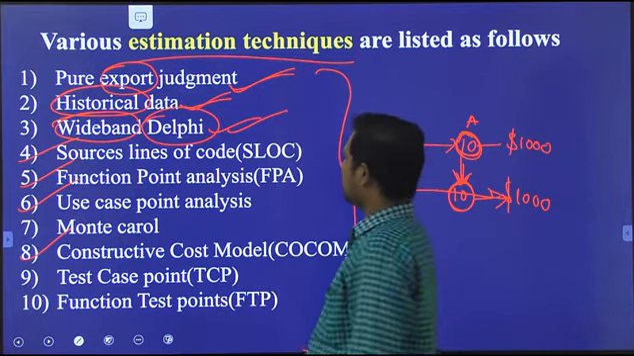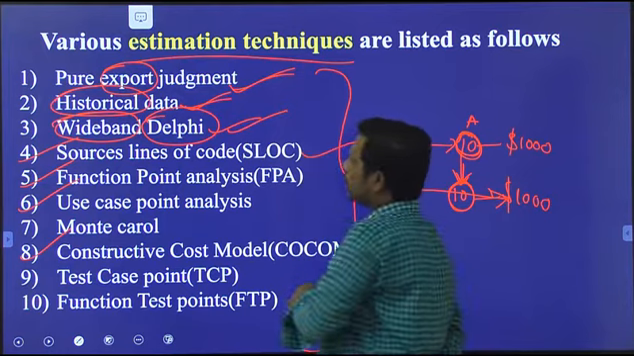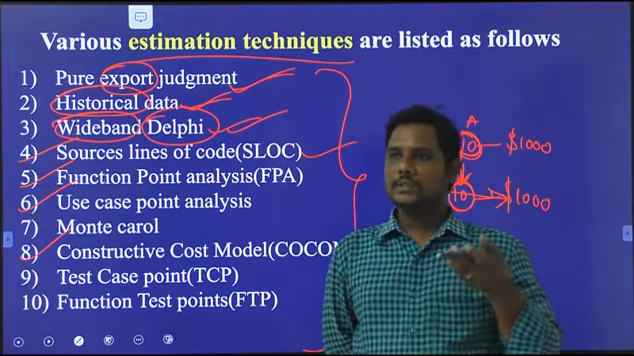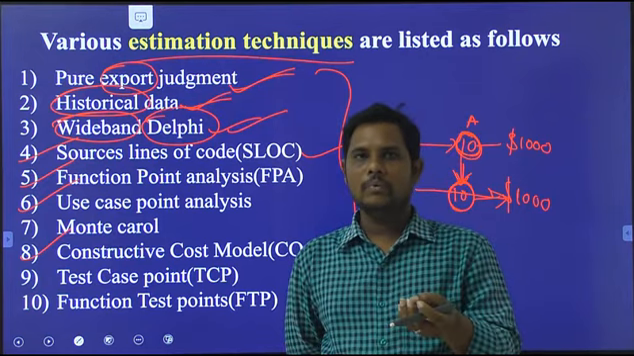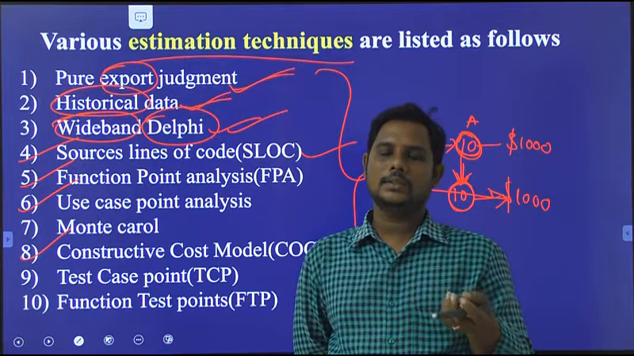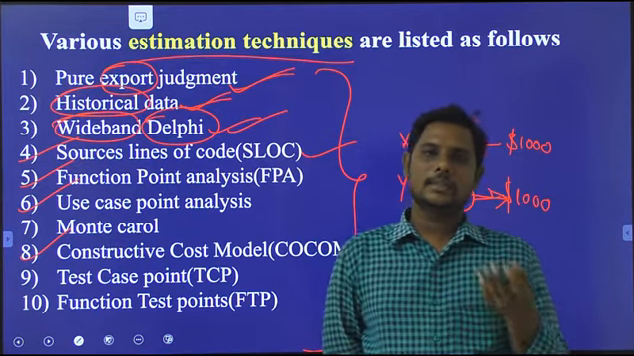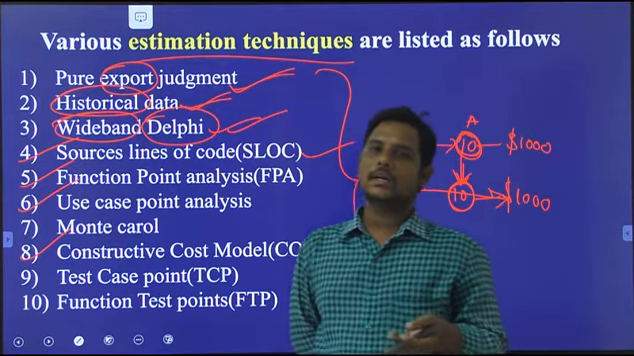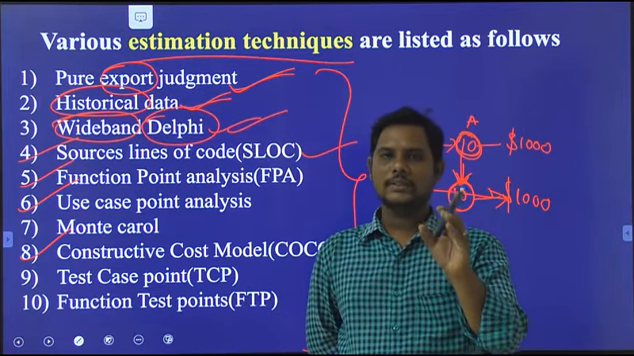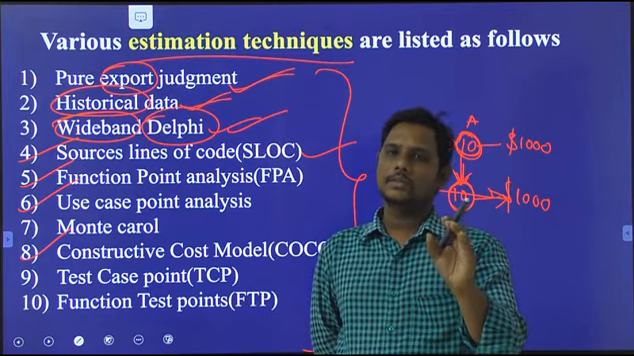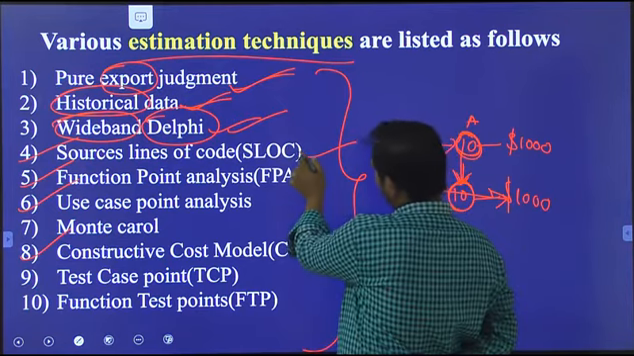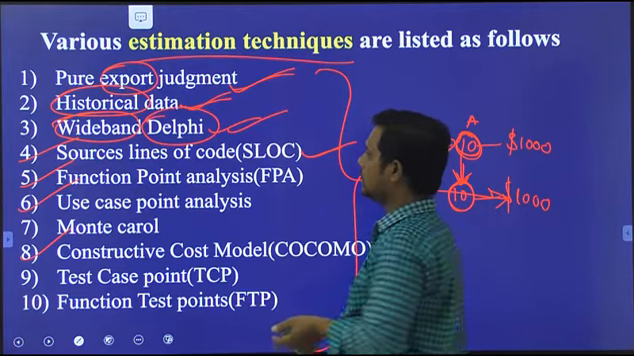Next, kilo lines of code or source lines of code, SLOC or KLOC, whatever it may be. Based on the project code, we estimate each line. How much cost each line is, we estimate, either physical or logical, whatever the estimation. Based on the code, we focus on code estimation, so we estimate the project. This is lines of code. I will explain it in this class.